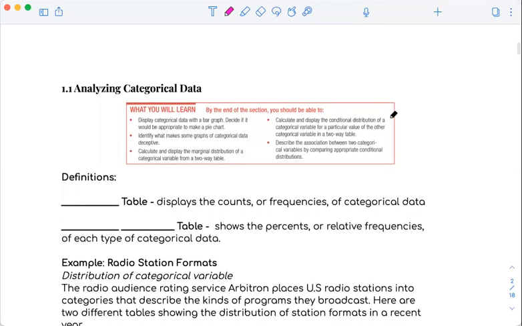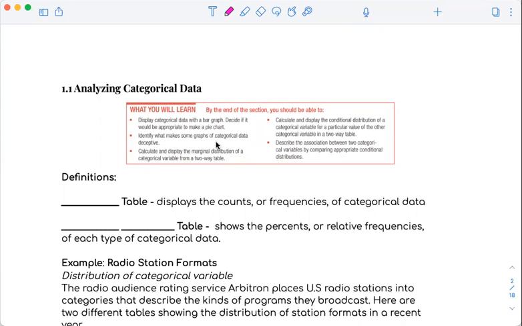Now that we've taken care of some definitions, we'll start with section 1.1. So that was like the introduction to chapter one. And we start with more definitions. But first, you can see what it is that we're going to learn. We're going to learn how to display categorical data. A lot of you have already practiced this on some level, probably back in middle school though. So it's been a while.